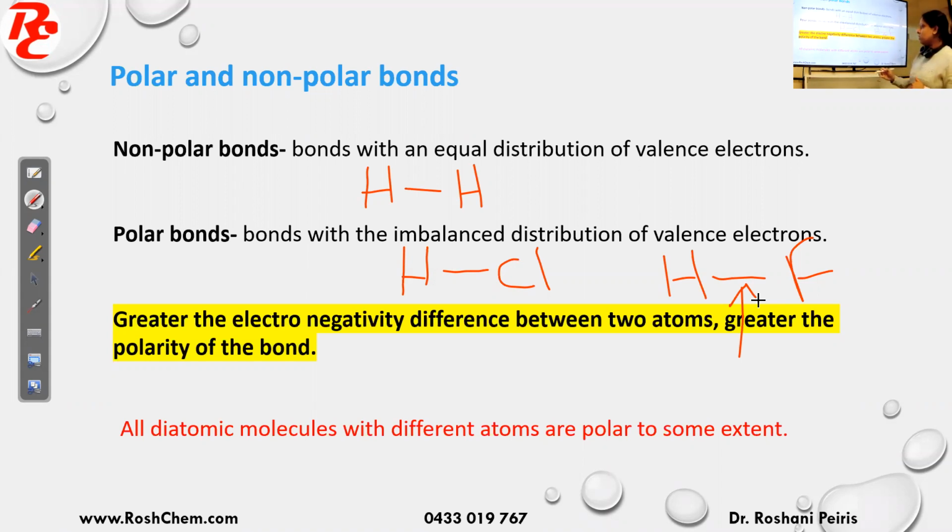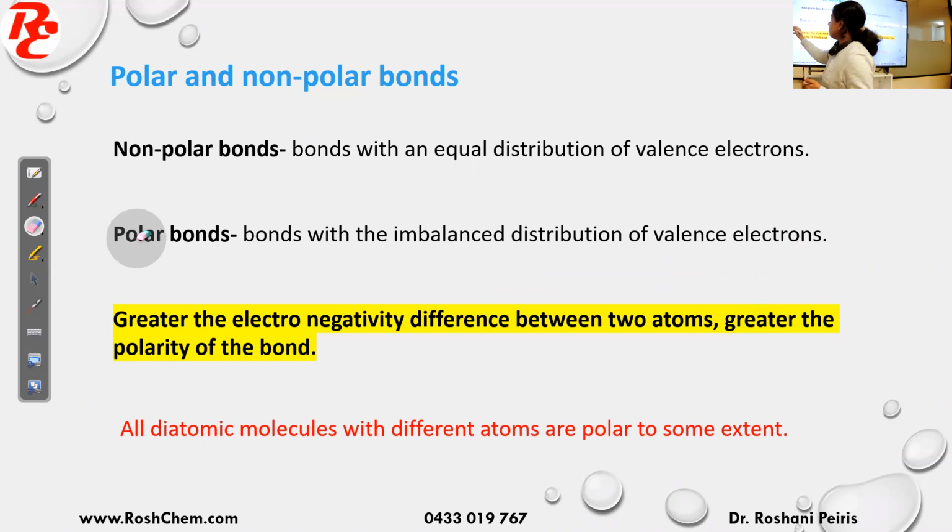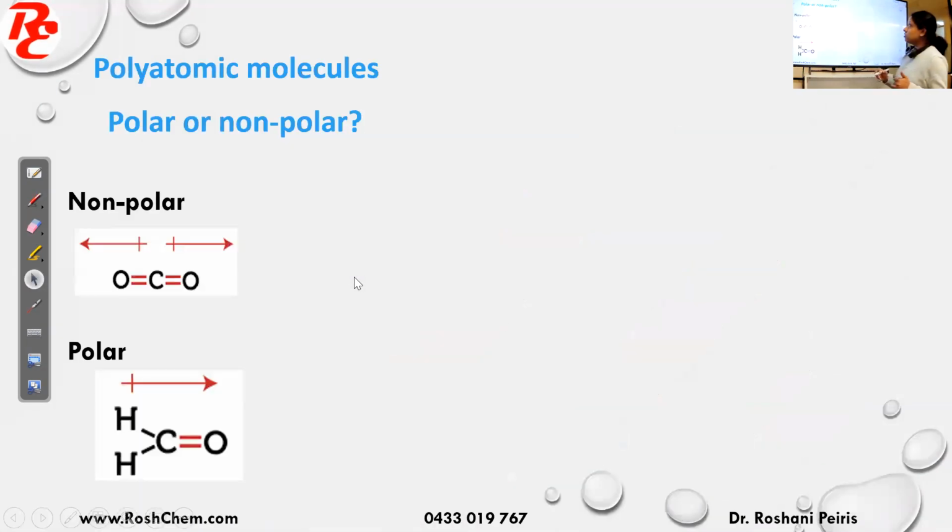So all diatomic molecules with different atoms are polar to some extent. HCl and HF are diatomic molecules made from different atoms, so they are polar. If the two atoms are the same in a diatomic molecule, that bond is non-polar. So that was about the diatomic molecules. Now we will go to the polyatomic molecules, which means your molecule has more than two atoms, like carbon dioxide, or you can have water, right?